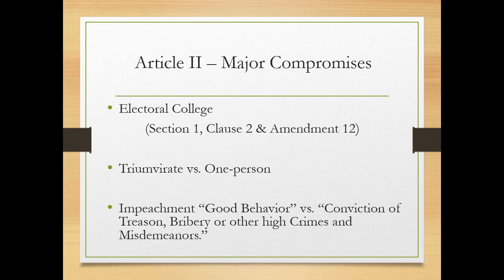So hang on. Triumvirate versus one person. The term triumvirate is a $10 word. It means a three-person presidency. So two of the three people would have to agree in order to execute anything. So the Founding Fathers considered this. Why?